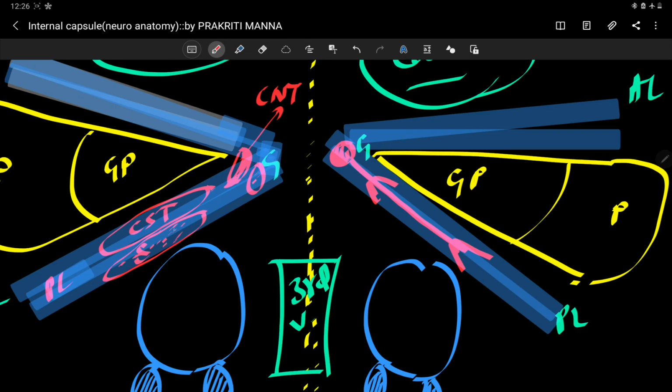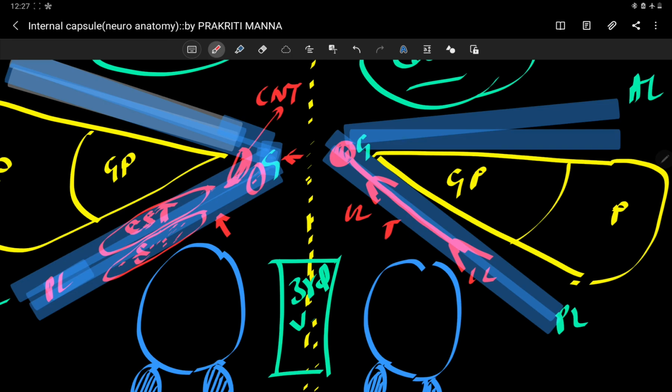And the motor fibers that control the function of the upper limb, trunk and lower limb pass through the posterior limb of the internal capsule, okay. So this is your corticospinal tract, passing through the posterior limb of the internal capsule. All right, now if there is any damage at the genu and at the posterior limb, causing what?